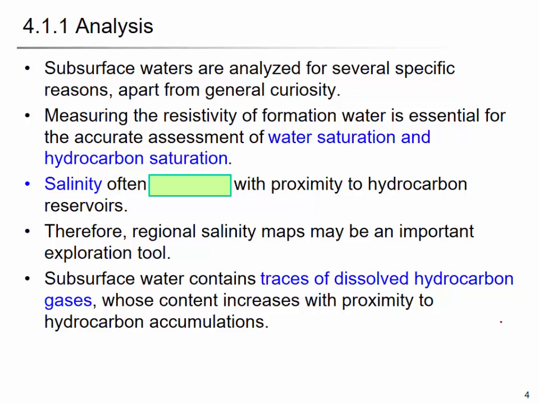Okay, so the subsurface waters are analyzed for several specific reasons. You can measure the electrical resistivity so that you can use that information for the SP logging interpretation or the resistivity logging interpretation. This electrical resistivity of the formation water can be used, and that's very important to estimate the water saturation and the hydrocarbon saturation. And salinity often increases with proximity to a hydrocarbon reservoir. So this is a good indication that you may have some hydrocarbons.